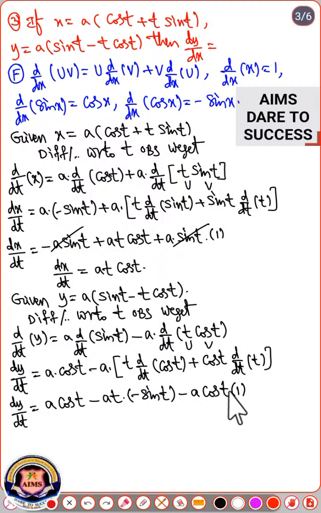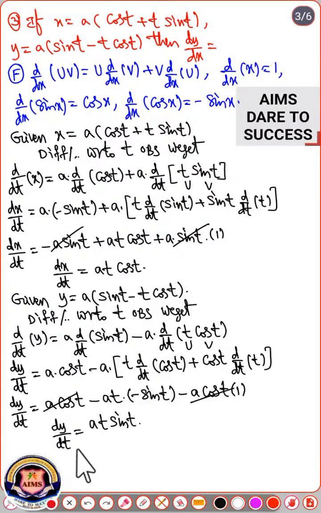Okay, a cos t into 1 is a cos t, so minus a cos t plus a cos t get cancelled. Next dy by dt is equal to minus into minus, plus a t sin t. So we have completed dx by dt and dy by dt.